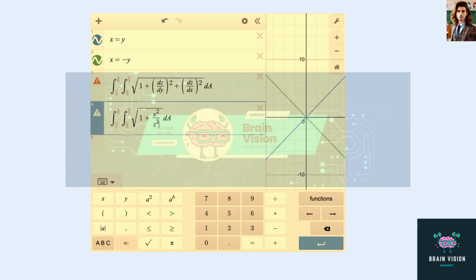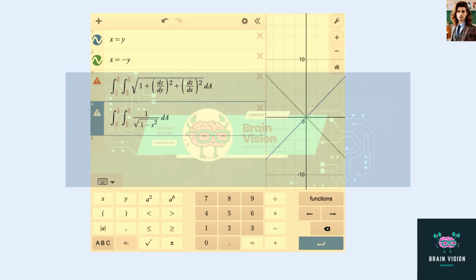We can combine these. Once we combine these, we can get z squared as a common denominator, and then we'll get x squared plus z squared, which we know to equal 1. So what we'll ultimately end up getting is the double integral of 1 over the square root of 1 minus x squared.